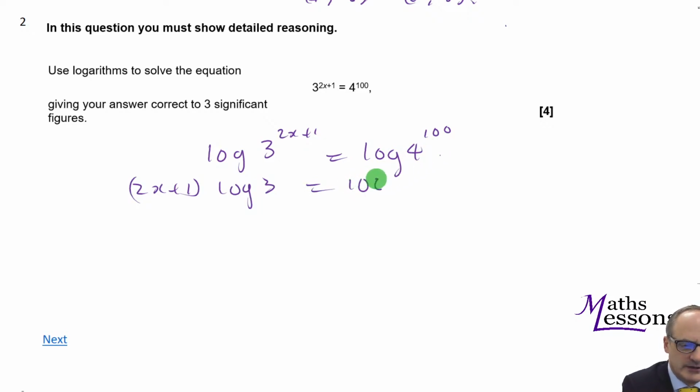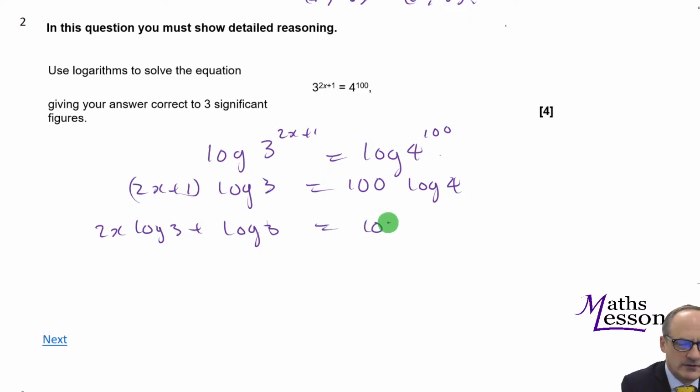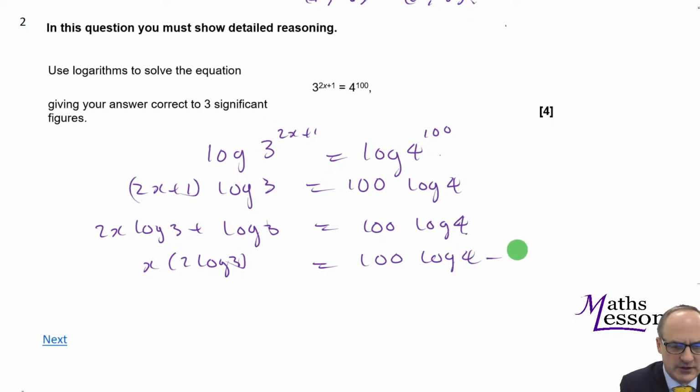And bring the other power down using the logarithmic rules. Multiply out the left-hand side, we're going to get 2x log 3 plus log 3. Do log 3 times each term, and we still get 100 log 4 on the right-hand side. We're going to subtract the log 3, and I'm just going to take the x out of here. There's 2 log 3 for that bit going into there. I'm going to subtract this log 3 from both sides to get 100 log 4 minus log 3.